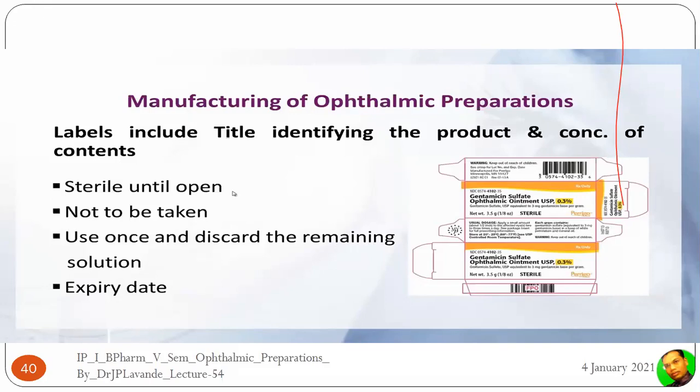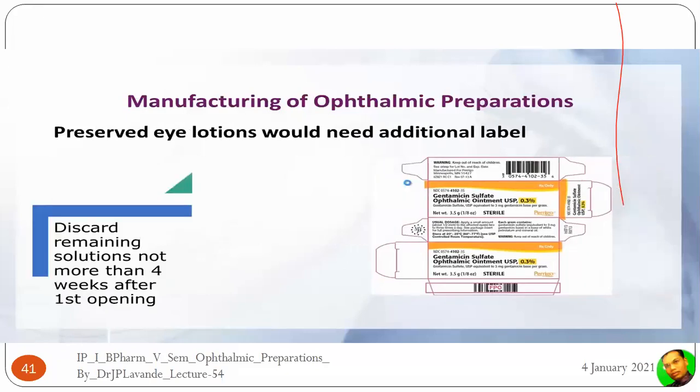Then some special instructions need to be printed on the label of the ophthalmic product, like: sterile until opened, not to be taken, use once and discard the remaining solution, and the expiry date. All these are the very common labeling instructions required for ophthalmic products. Also, we can add: keep out of reach of children, or discard remaining solution not more than 4 weeks after first opening.